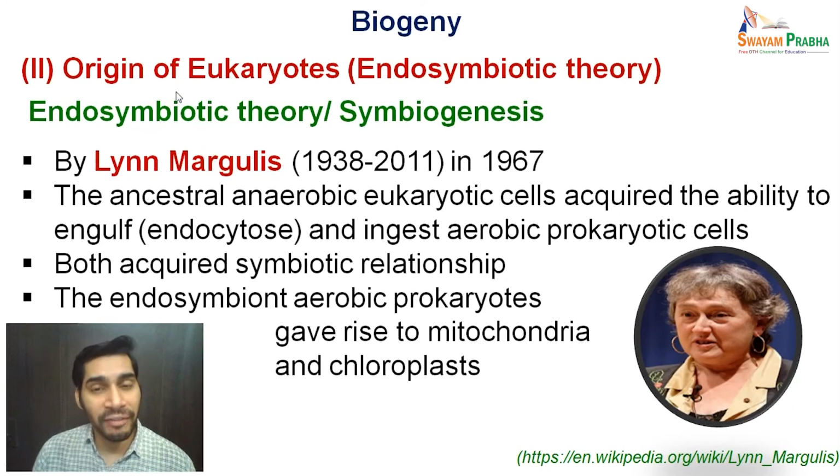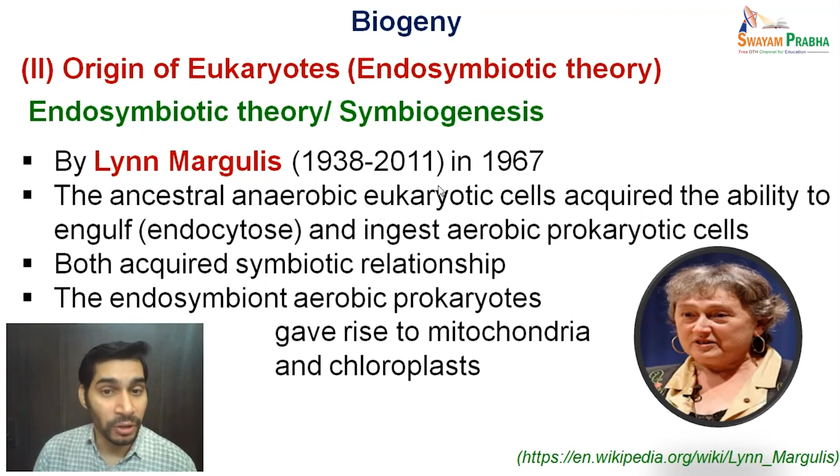Additionally, we can refer to it as how the organelles evolved in eukaryotic organisms. And the answer lies in the endosymbiotic theory, which is also called symbiogenesis. This theory was given by Lynn Margulis in 1967. The ancestral anaerobic eukaryotic cells.